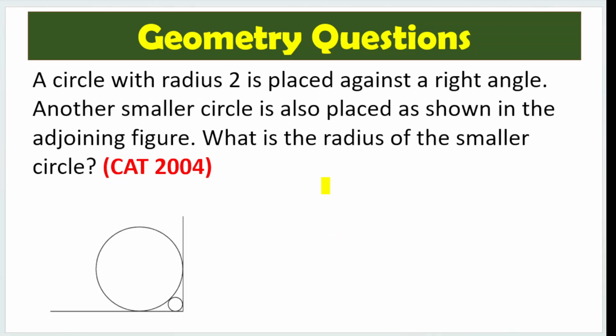Hi friends, in this problem we are given two circles placed against a right angle. We are given that the radius of the bigger circle is 2, and we are to find out the radius of the smaller circle. This is a very simple problem. We just need to use the Pythagoras theorem here.